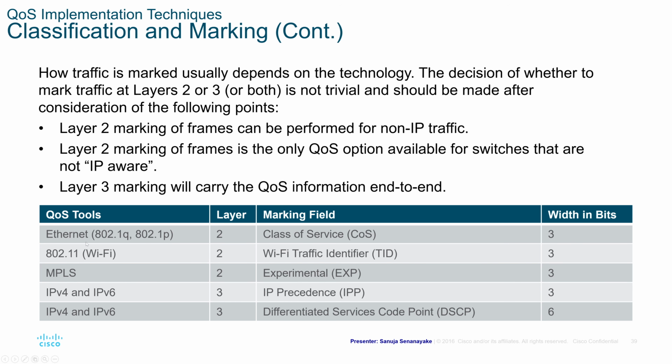But usually they ask, hey, this is the tool, what is the layer it operates in, and what is the marking field. It could give you IPv4 and IPv6. It can also be asked in the reverse way. They could ask, okay, IP precedence, which one is used in the IP precedence marking field? Ethernet, 802.11, MPLS, etc. And you should be able to pick that up. So that's why this table is very important.